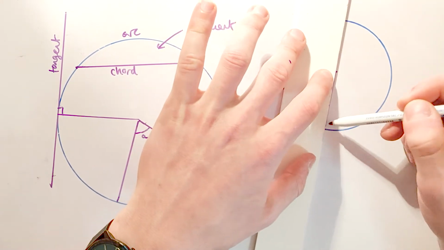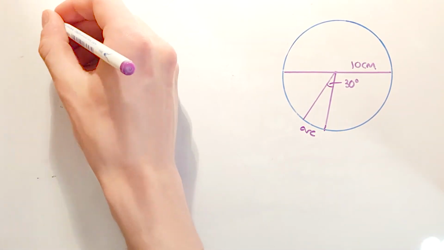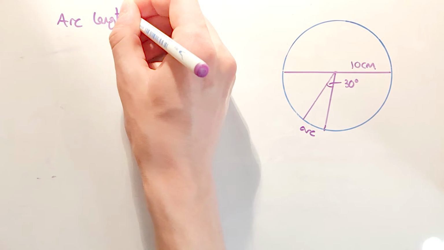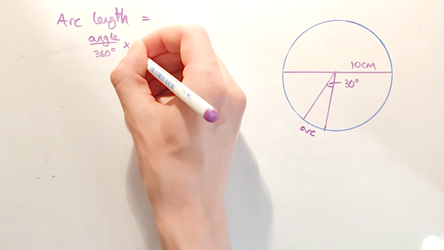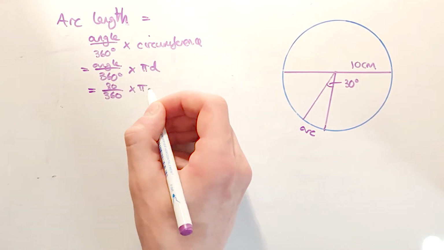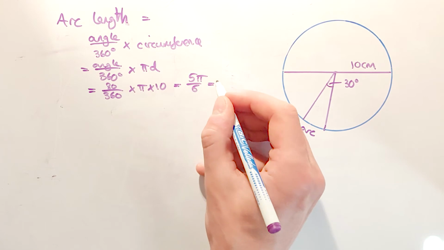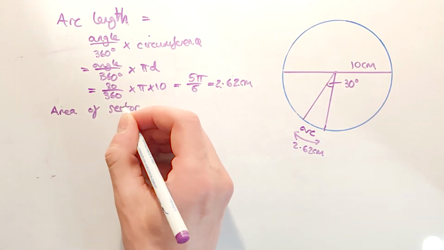Let's find the arc length of this slice and the area of this slice. The cake has a diameter of 10 centimeters. To calculate the arc length, use this formula. This is the angle divided by 360 degrees multiplied by the circumference, which is equal to pi d. Let's substitute in the numbers. Sometimes the question will ask to leave your answer in terms of pi. The answer would be 5 pi over 6 in this case.